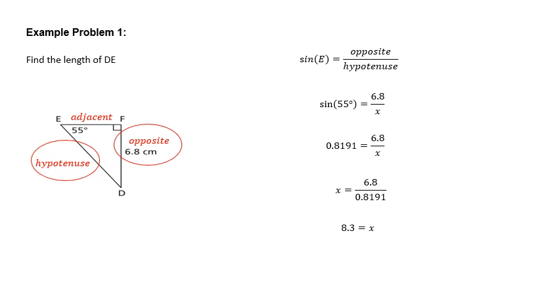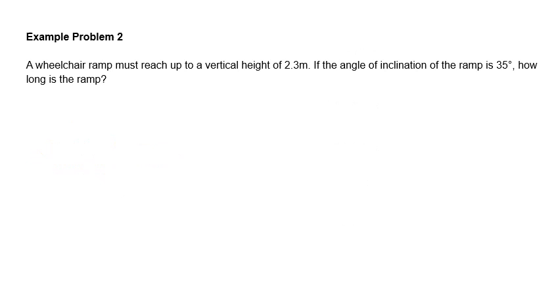So let's have a look at one more example. It's a word problem. A wheelchair ramp must reach up to a vertical height of 2.3 meters. If the angle of inclination of the ramp is 35 degrees, how long is the ramp?